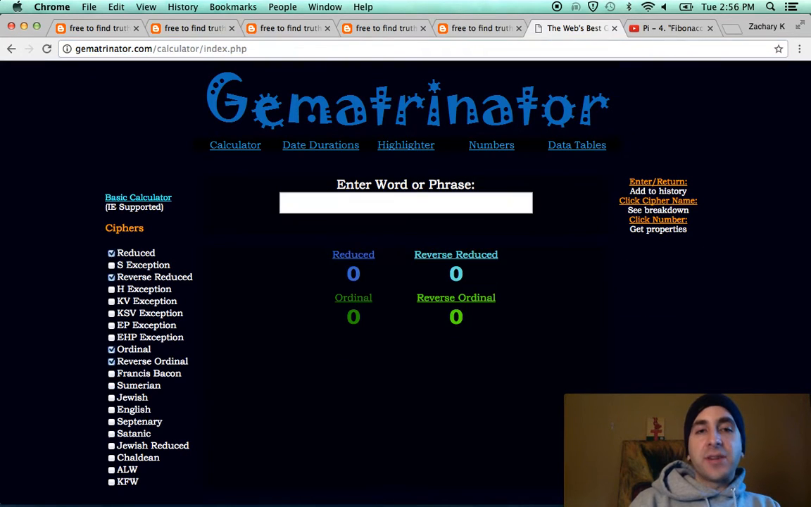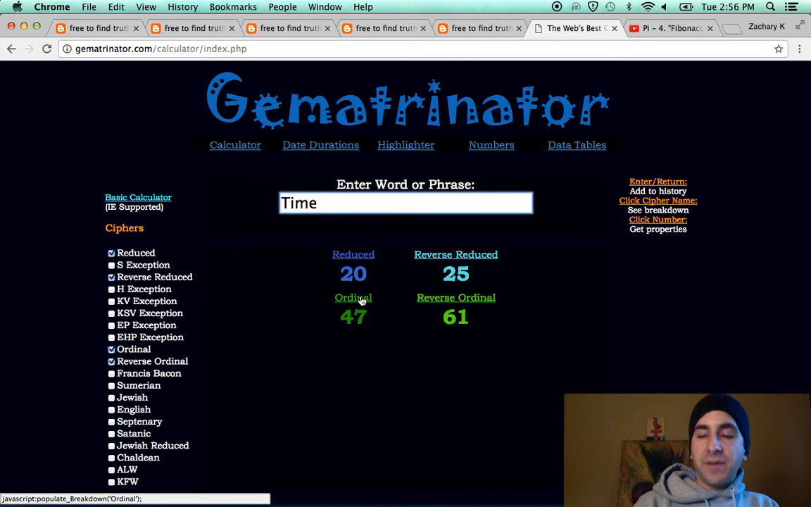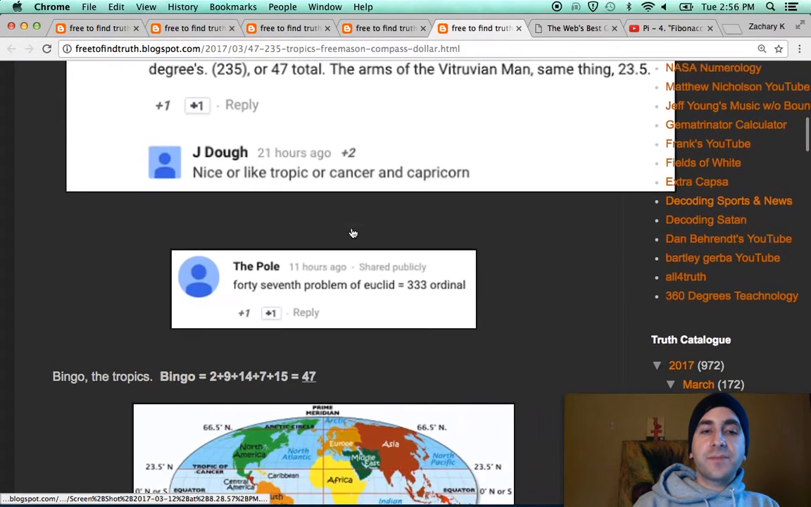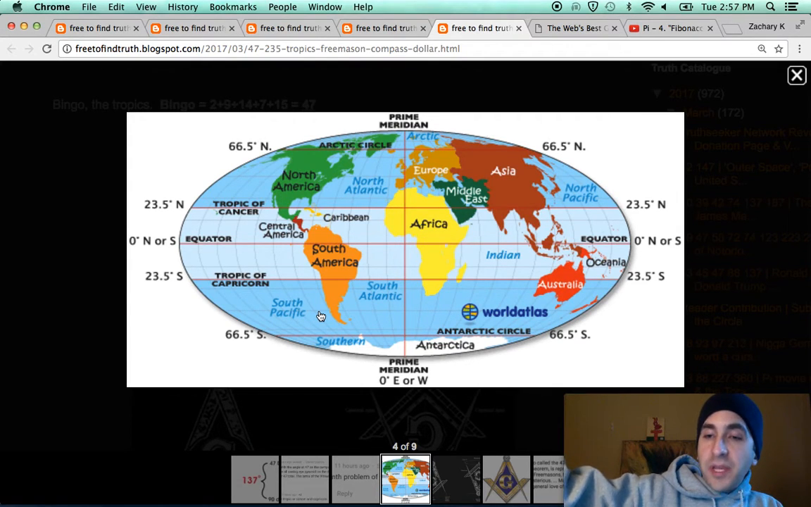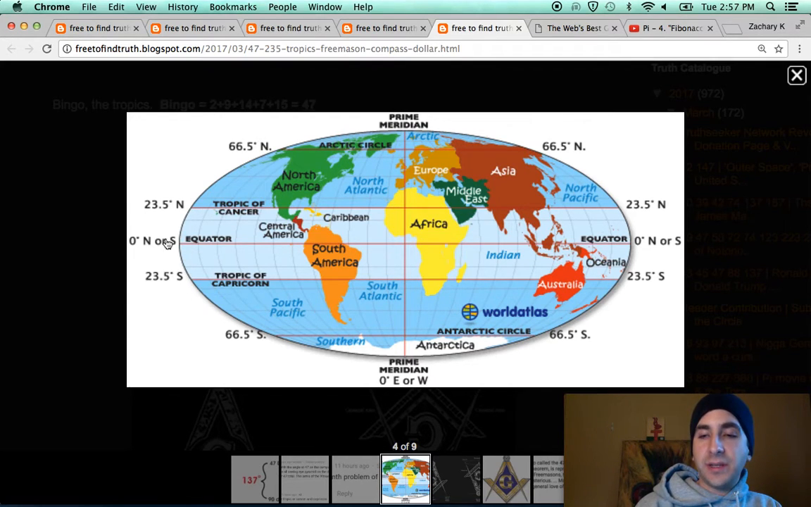The word time, using the alphabetic order, sums to 47. The Tropic of Cancer and the Tropic of Capricorn, which are used to measure the solstices, when summer begins, when winter begins, the natural way of telling time, the tropics are 47 degrees apart. 23.5 degrees north, 23.5 degrees south, the same angles the compass is set at in the Freemason compass and square.